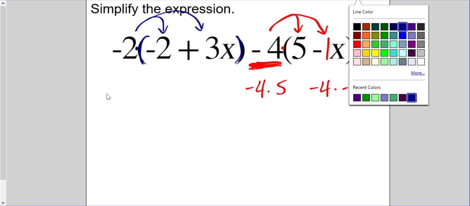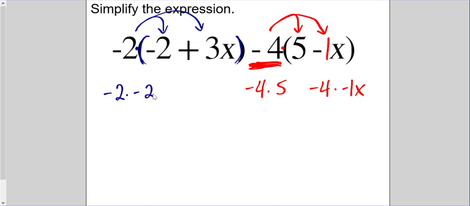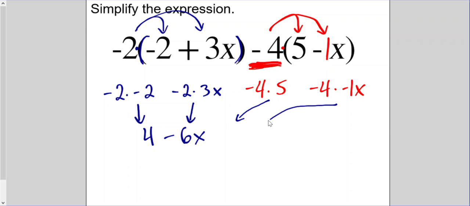Then here I'm multiplying negative 2 times a negative 2 and a negative 2 times 3x. That becomes positive 4, that becomes a negative 6x. This, I'm going to go back to that blue color, just keep it consistent. That turns into a negative 20. I'm going to write that as minus 20 in this expression, in this whole line. And negative 4 times negative 1 gives me a positive 4x, which I'm going to write as a plus 4x there.